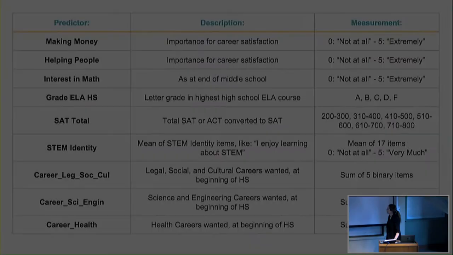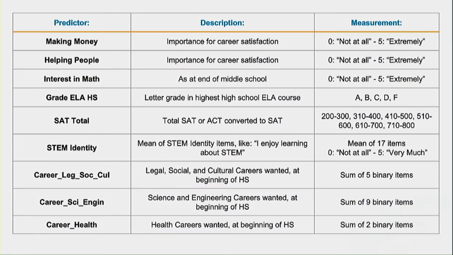Here are the predictors that I'm throwing in. I've chosen two of those career values, making money and helping people. We've also got interest in math, as they report from the end of middle school. Then I've also got the highest English language arts course they took in high school, the grade that they report that they got. Their total SAT scores, their STEM identity, which other people have presented on, there are 17 items. I just took the average. And then the career items, of which I think there were something like 22.